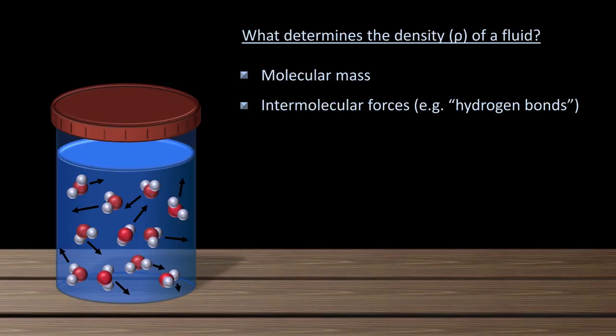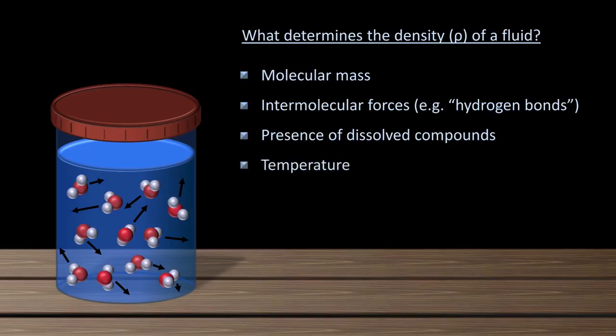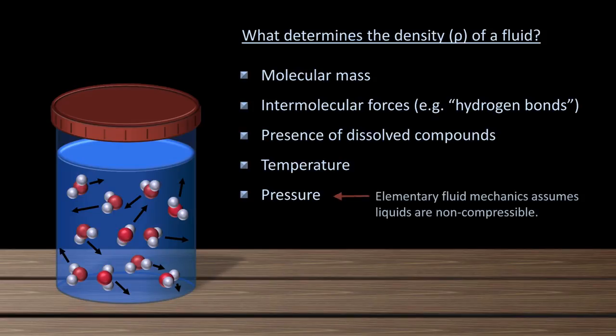Other determinants of density include the presence of dissolved compounds, as dissolving something like salt or sugar in water tends to impact the mass of the liquid much more than it changes its volume. Temperature also impacts density, with higher temperatures leading to lower densities and lower temperatures leading to higher ones. And finally, there's pressure. For gases, higher pressure leads to higher densities, which might seem obvious when you think about it. Very importantly, however, elementary fluid mechanics assumes that liquids are non-compressible. That is, pressure does not affect the density of liquids. In reality, that isn't exactly true, but the effect is so small that unless pressures are truly enormous, it can be ignored.